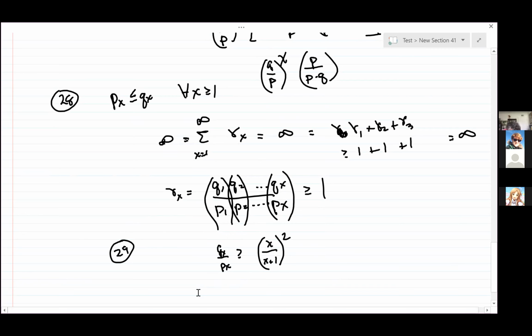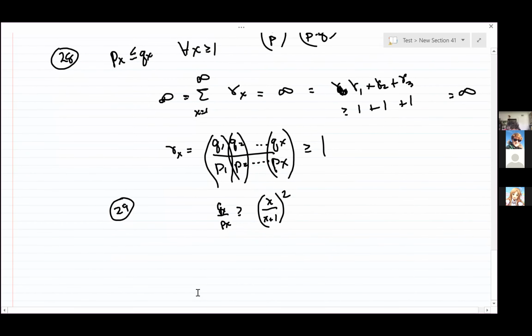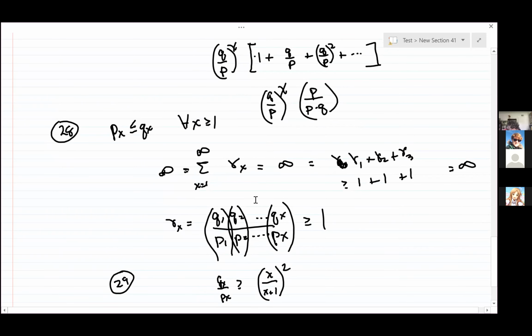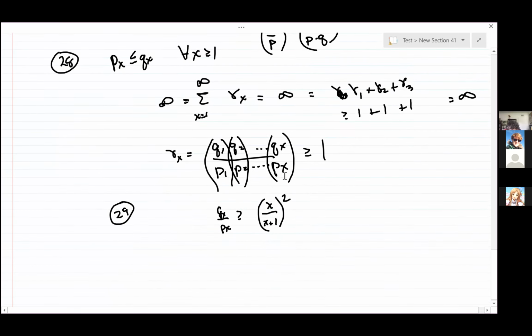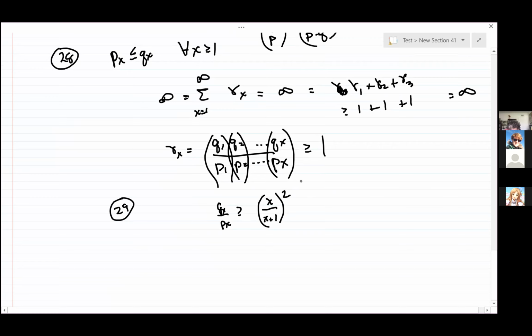And if we're trying to show that the chain is recurrent or transient, it all boils down to whether the sum of the gammas is infinite or the sum of the gammas is finite. So, okay, what do the gammas look like? Just like what we have above. So the gamma x's look like Q1, Q2, all the way to QX, all over P1, P2, all the way to PX. But we have an estimate for these ratios.